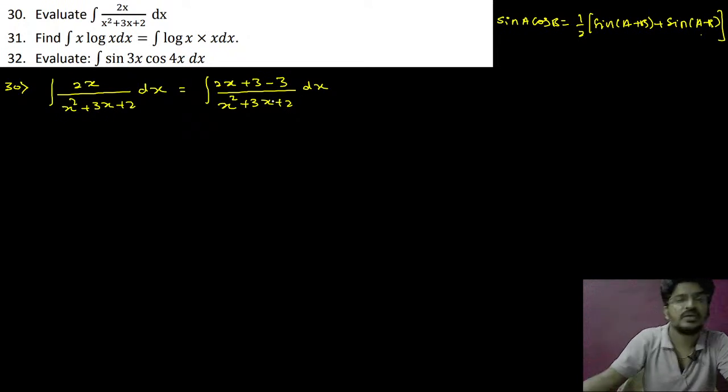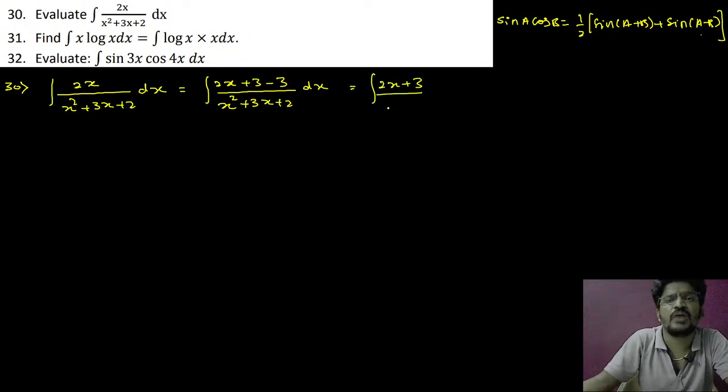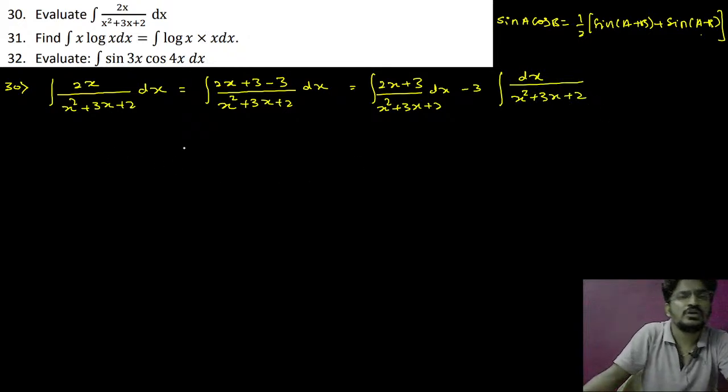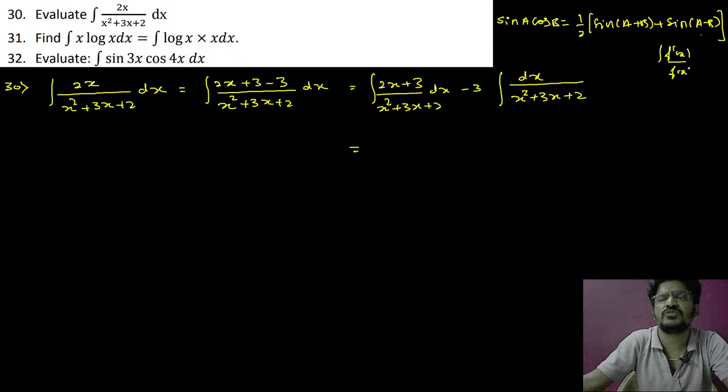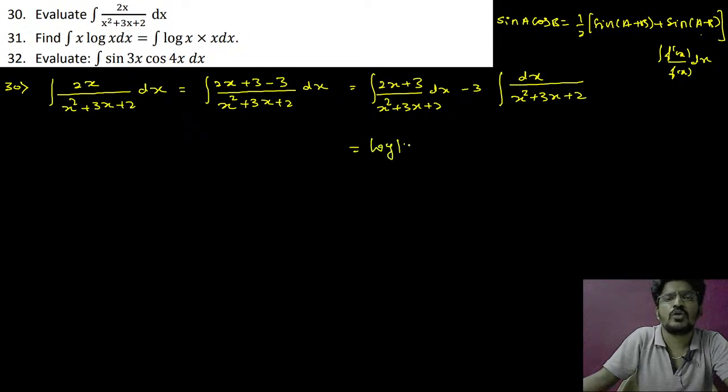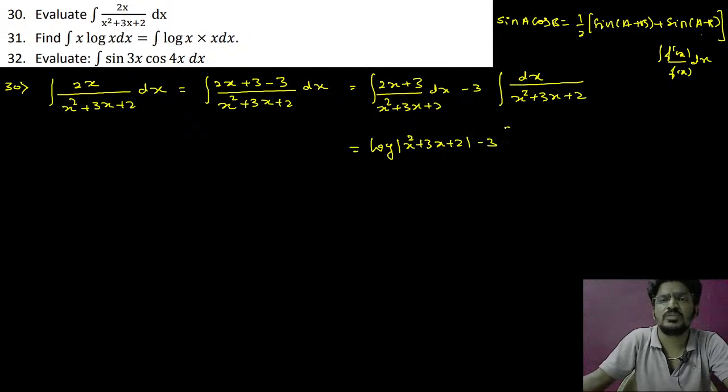So here you can write it as integration of 2x plus 3 divided by x square plus 3x plus 2 with respect to dx, and minus 3 into integration of dx divided by x square plus 3x plus 2. Okay. So now integration of this term. See here, it is in the form of integration of f dash of x divided by f of x with respect to dx. So that will be equal to log of mod of x square plus 3x plus 2.